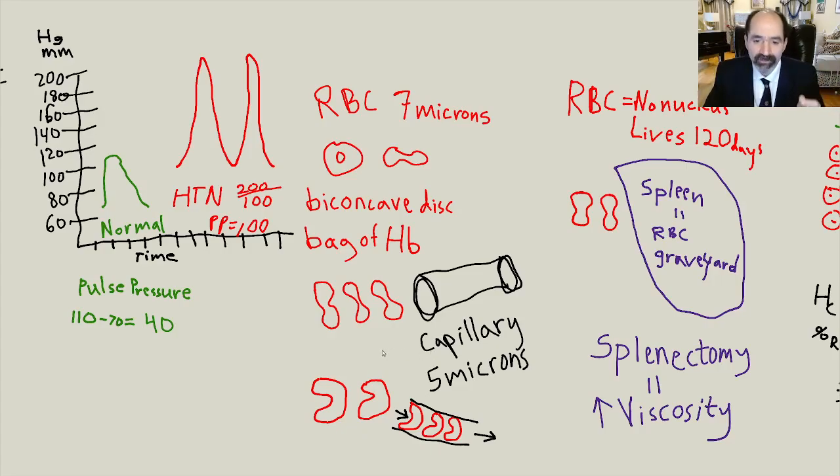It has to deform to pass through the capillary because the RBC is 7 microns and the capillary is 5 microns. That's going to end up being a big deal, because things that stiffen the red blood cell are going to make it harder for that red blood cell to pass through the capillary.